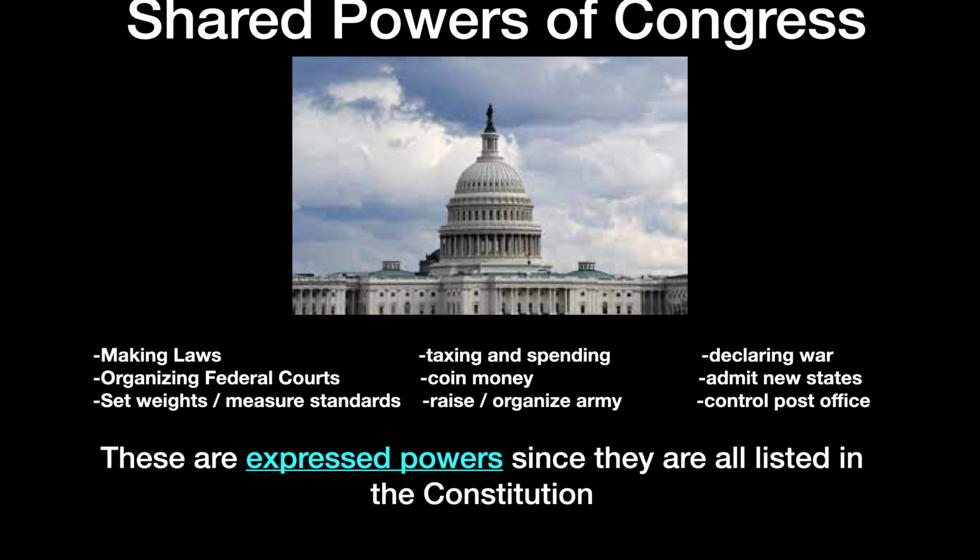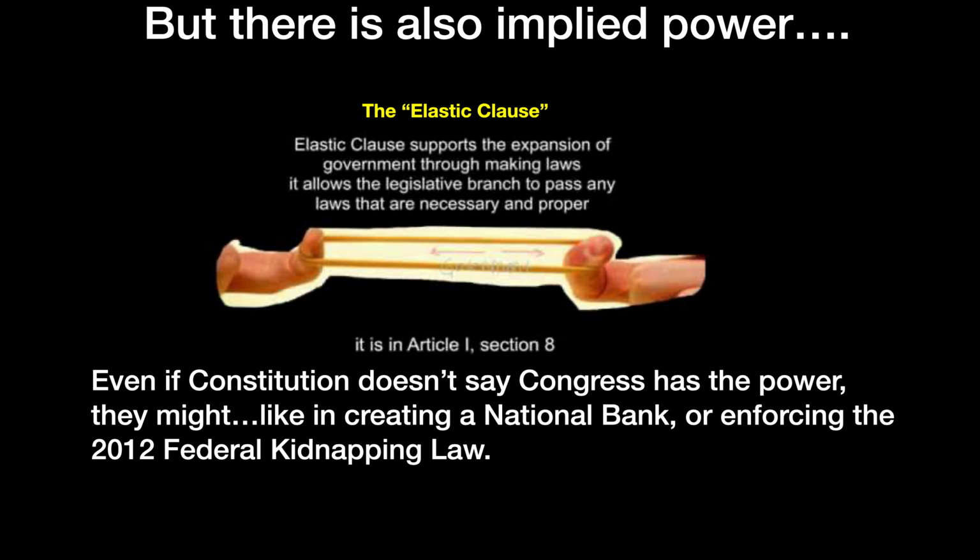The only ones who can raise an army and organize it is Congress, and one thing that's specified is they control a post office as well. So these are 9 powers that are listed in the Constitution as things Congress gets to do. So pretty simple, right? Here's a list of what Congress does, and that's what they do. Well, it's complicated a little bit, because there's also something called implied power.